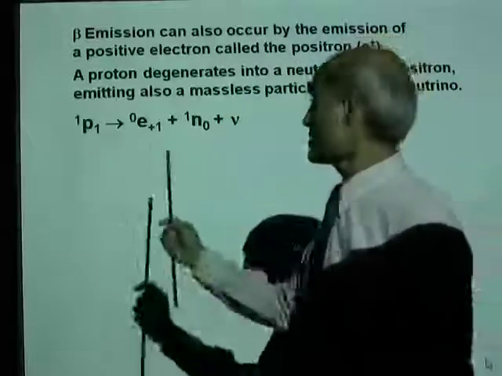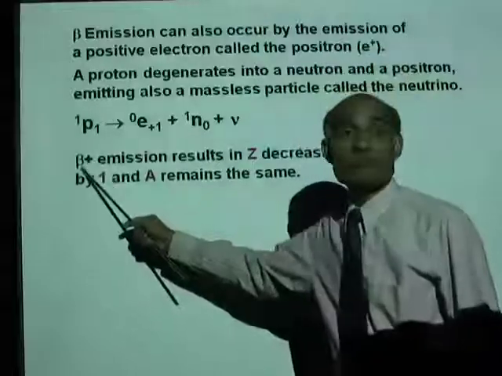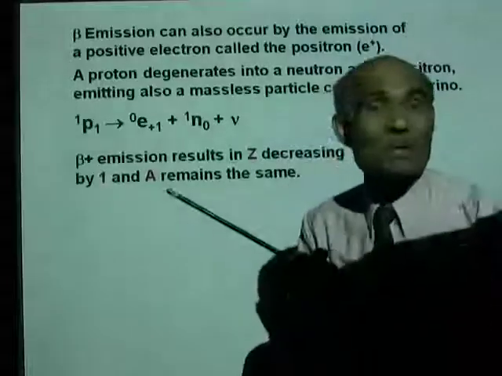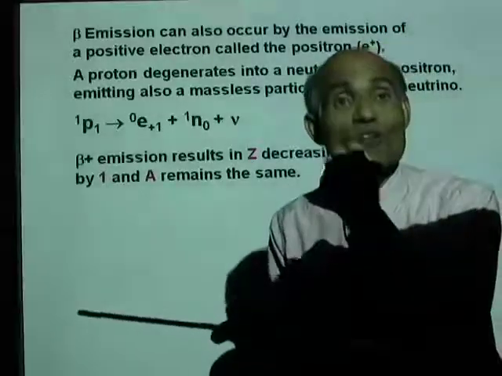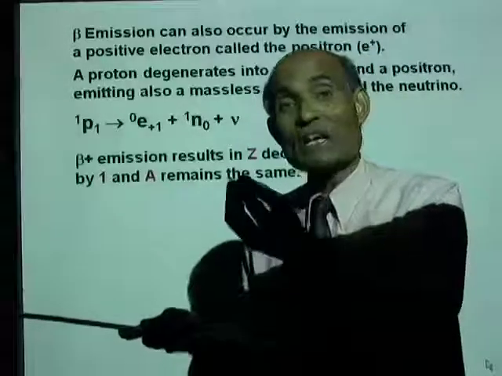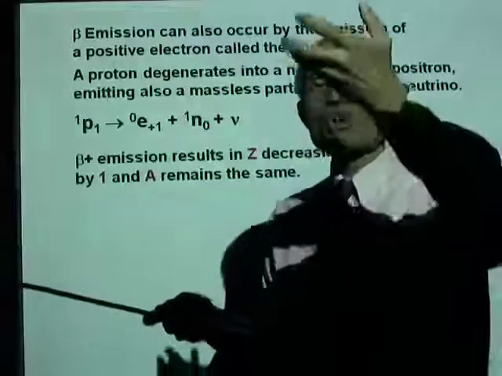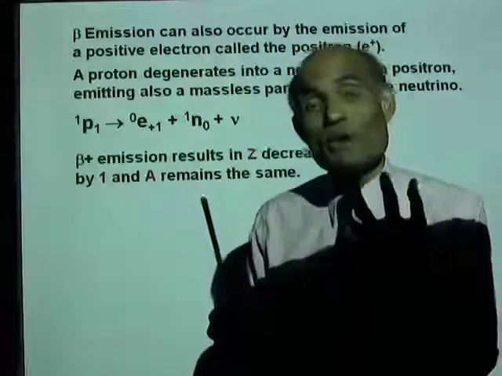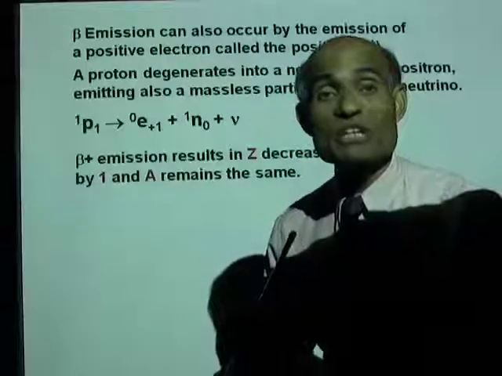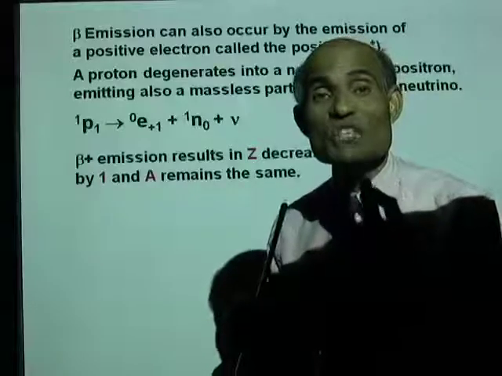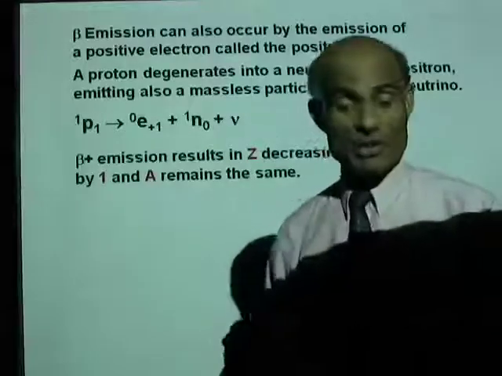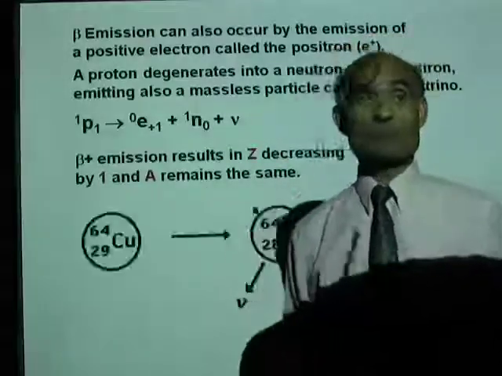Now, as a result of this, a positive beta emission results in Z decreasing by 1 because that nucleus has lost one proton. One proton has become a neutron and a positron. The number of neutrons increased by 1, but the number of protons is decreased by 1. That means a positive beta decay results in the creation of the nucleus of the element one step below the original element, but the mass number remains the same.